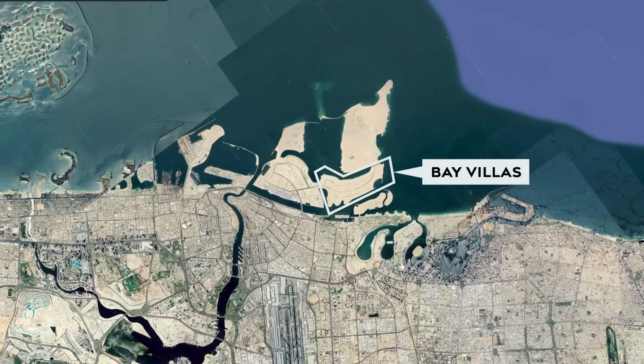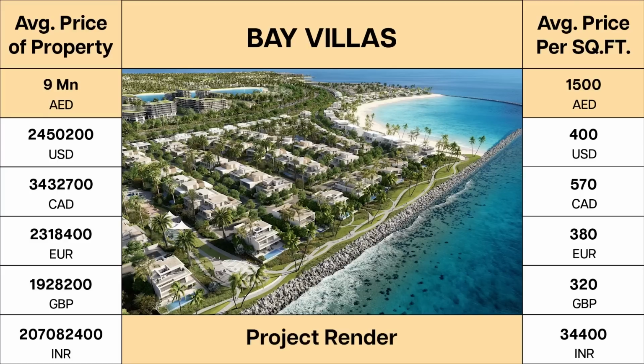Bay Villas is a brand new upcoming villa and townhouse community being built by Nakheel on Island B of Dubai Islands. This project was sold out instantly as these offered units in a waterfront location at an average price per square foot of 1500 dirhams.